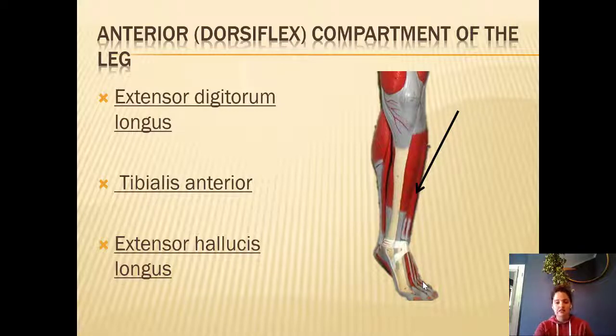So next to extensor digitorum longus, you have tibialis anterior. It's right up against the tibia, which is what you see here. And then in between the two, you have a tendon coming from a muscle that will go all the way down to the big toe or the hallux. And we call this extensor hallucis longus. So all of these muscles are going to dorsiflex the foot, or pull the toes upwards.